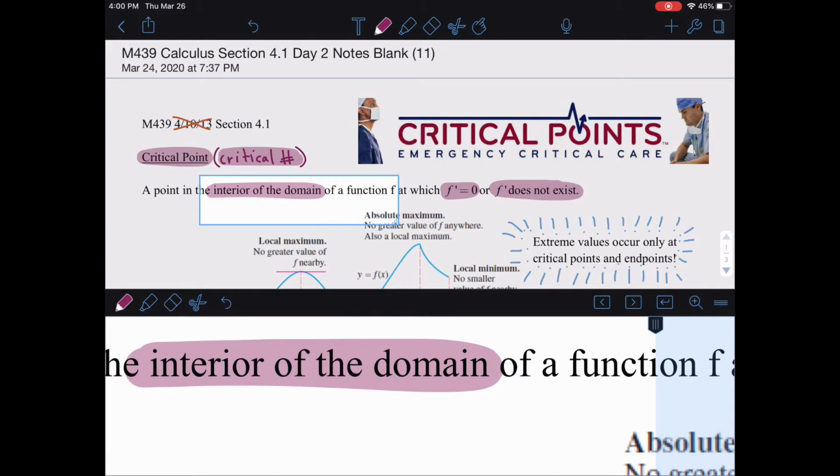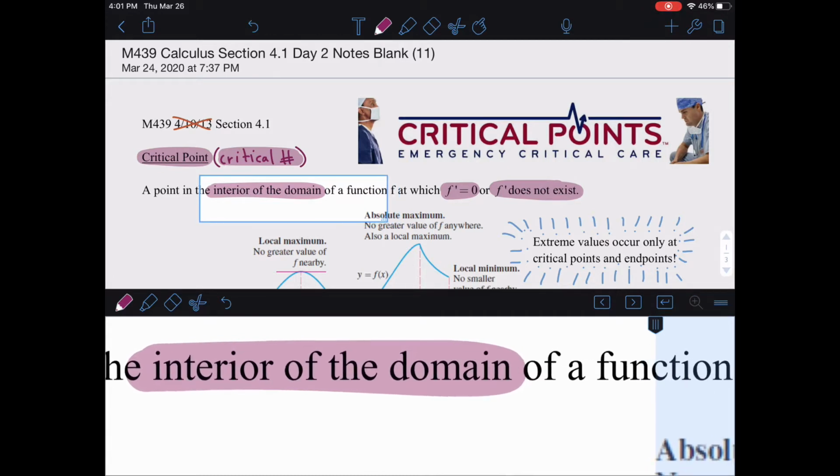A critical point is a point in the interior of the domain of a function f. I'm going to pause right here because this is a really key point for some stuff that you're going to have to do later on your own. And that is that a critical point cannot be an endpoint. So a critical point is in the domain somewhere. If you have brackets or just a singular bracket for your domain somewhere, whatever that value is cannot be a critical point.